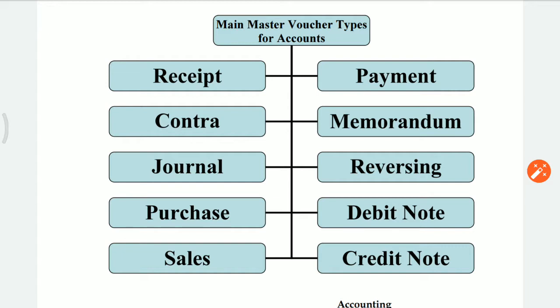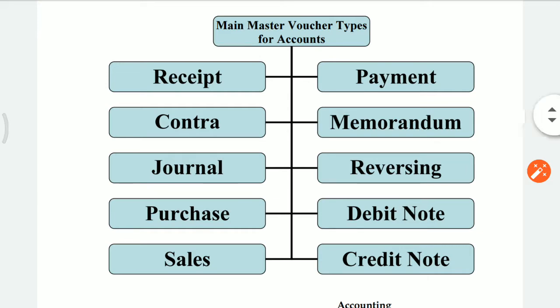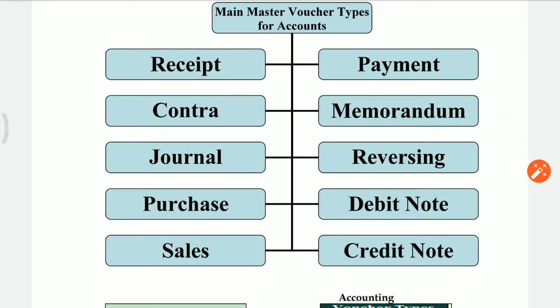Memorandum is a dummy entry. If you are not sure whether this entry should be booked or not, you record this entry out of the books. If you book the memorandum voucher, there is no effect in your accounts. Next one is journal. In journal, the shortcut concept is there is no debit or credit of cash or bank account. Then reversing journal. If you have booked a journal entry and you want to reverse it, then the reversing journal option is used.